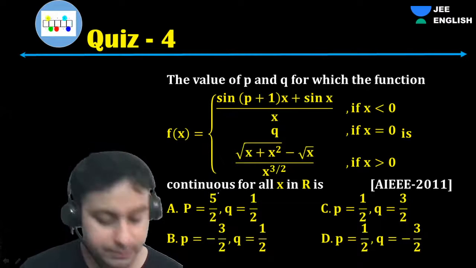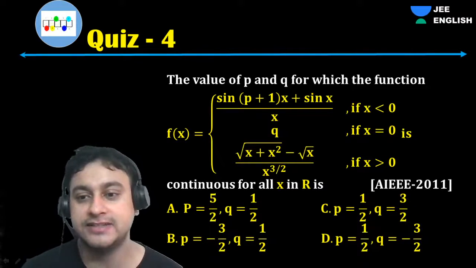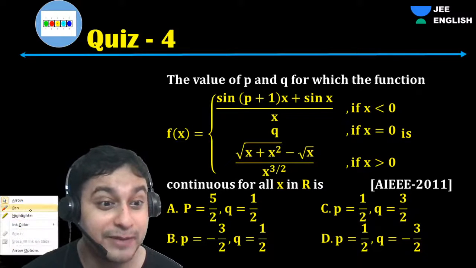So guys, you've got 1 minute for this. Quickly get me the answer. This was asked in JEE Mains 11, and this year actually the paper got leaked.